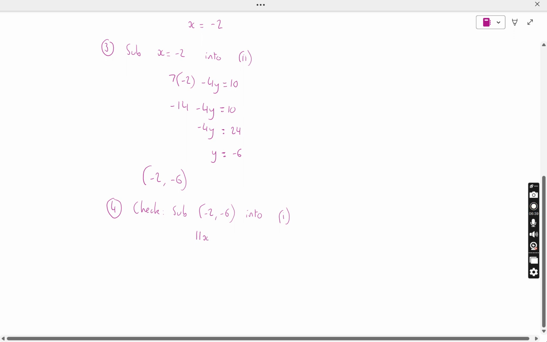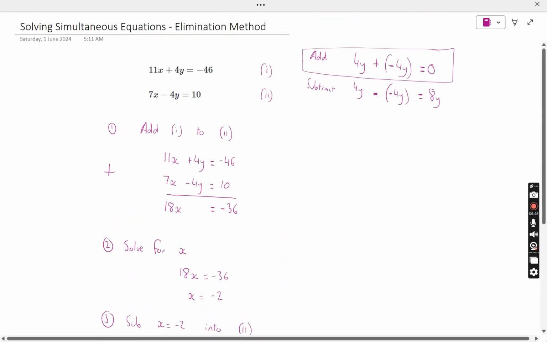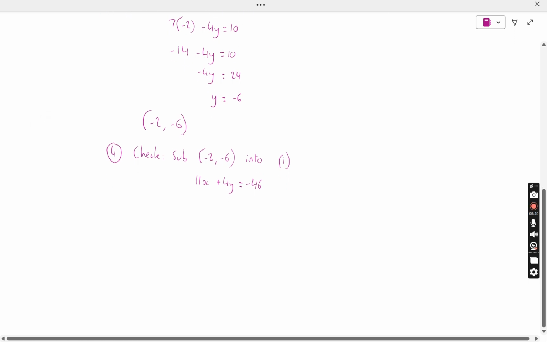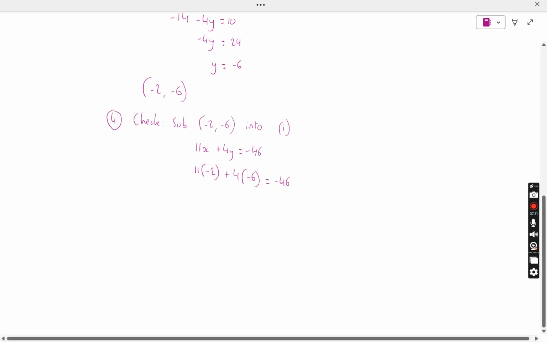Okay, now I'm going to substitute it in just to make sure I've done it all correctly. So 11 outside of negative 2 plus 4 outside of negative 6 equals negative 46. Now in this step, we're not trying to solve anything, we're just trying to check. So both sides should be equal.